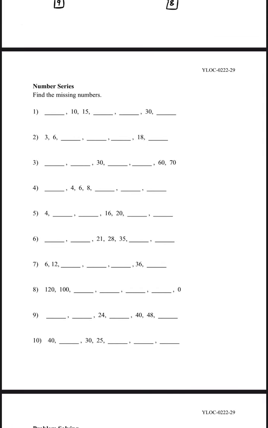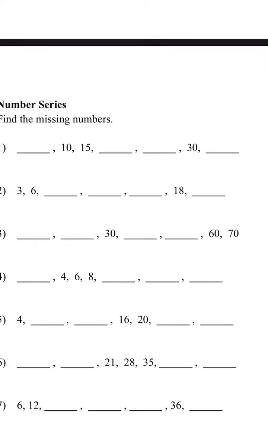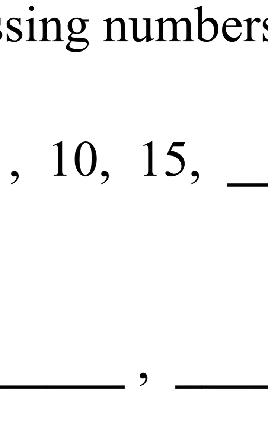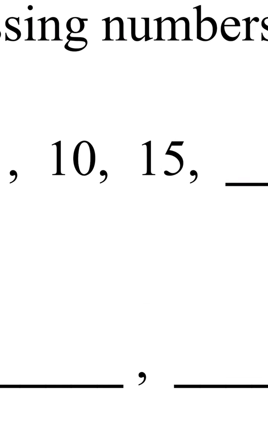For this part, we have number series, and we need to find the missing numbers. Let's look at number 1. So we need to fill in these blanks: blank, 10, 15, blank, blank, 30, and blank. So if we subtract 10 from 15, we get 5. So 5 is going to be the difference.